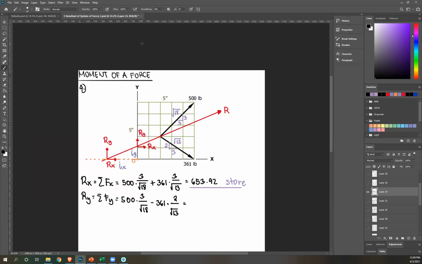153.31. Once again, store. Okay, now I have Rx and Ry. Next step is to solve for the moment about point O. So let's solve. Summation of moment about O. Let's start with 500.